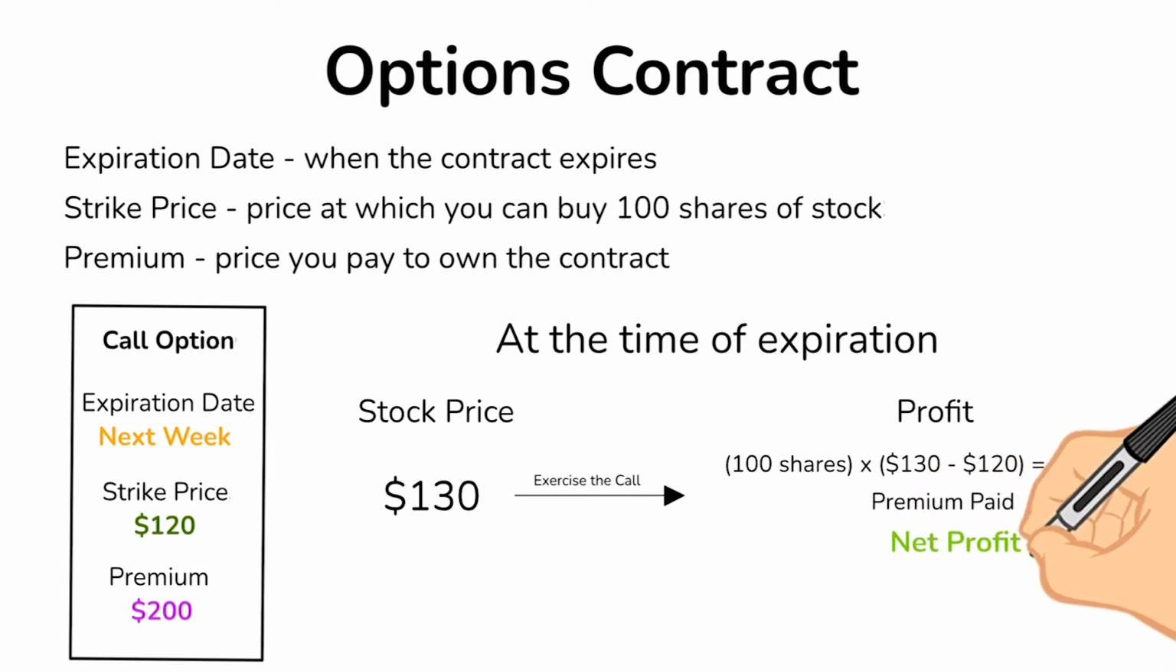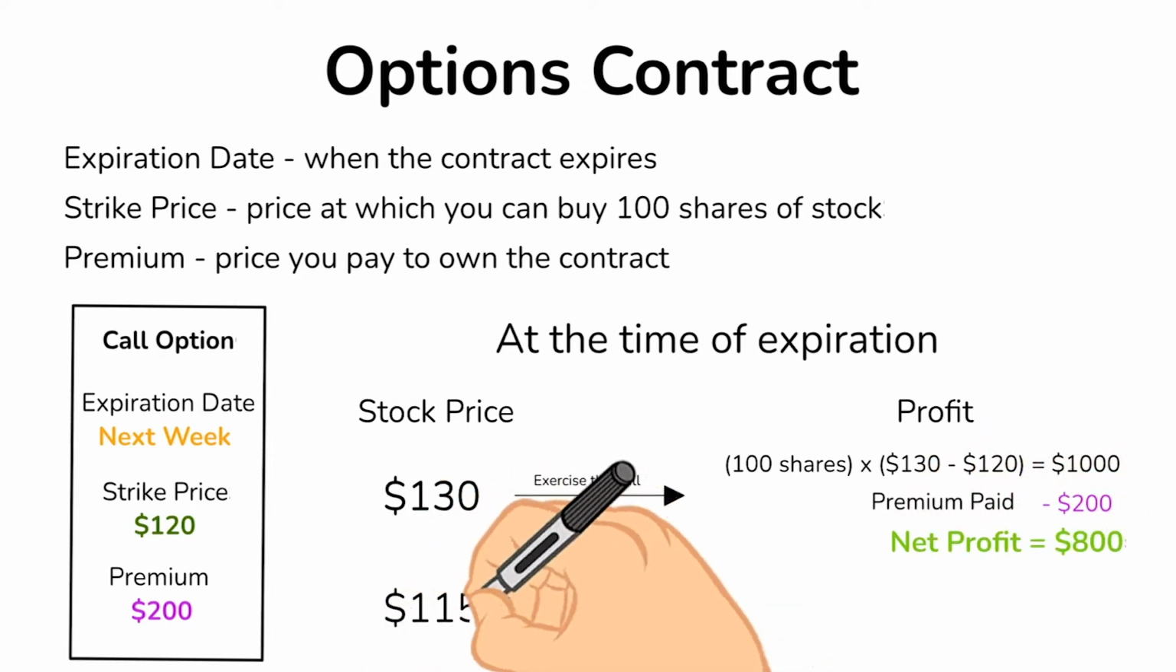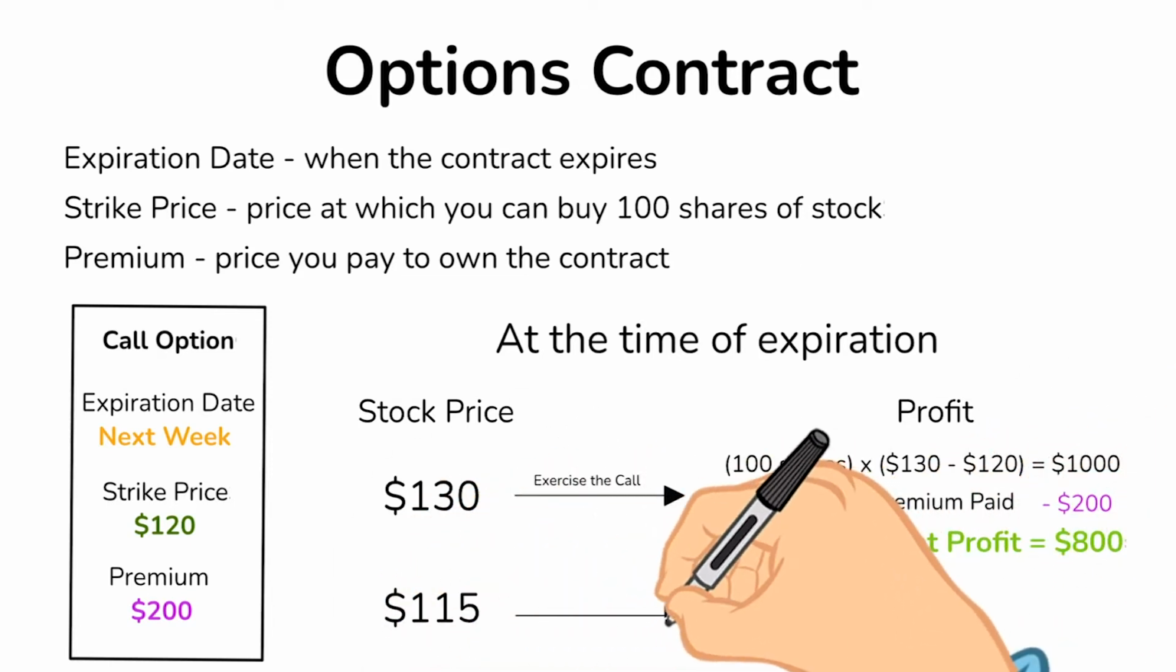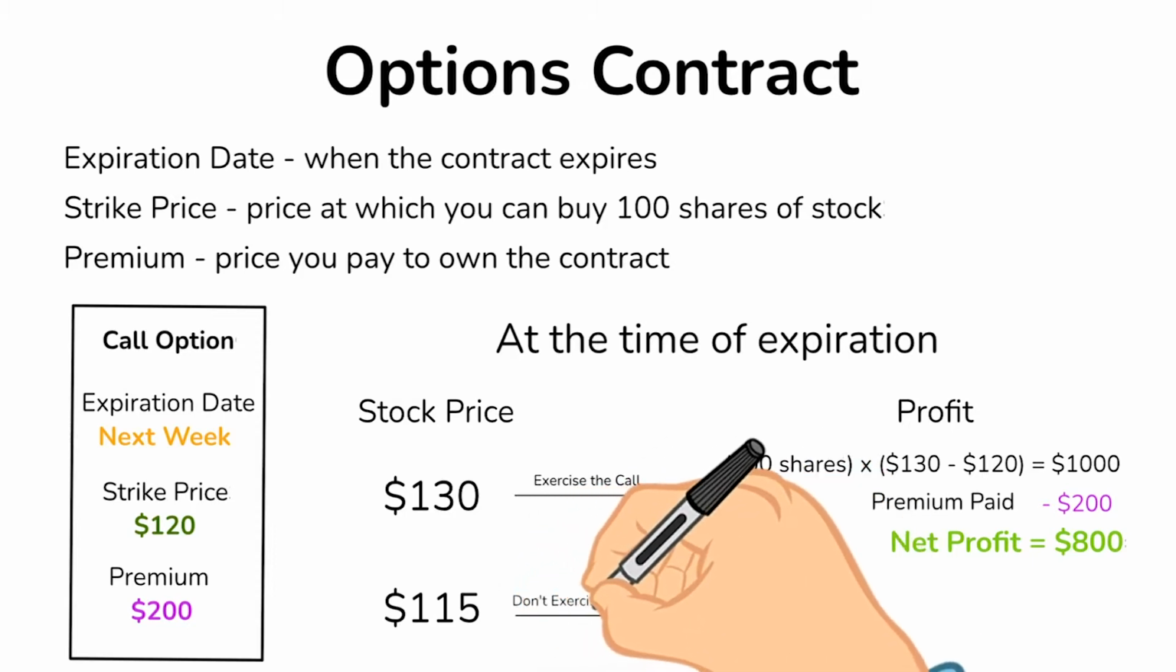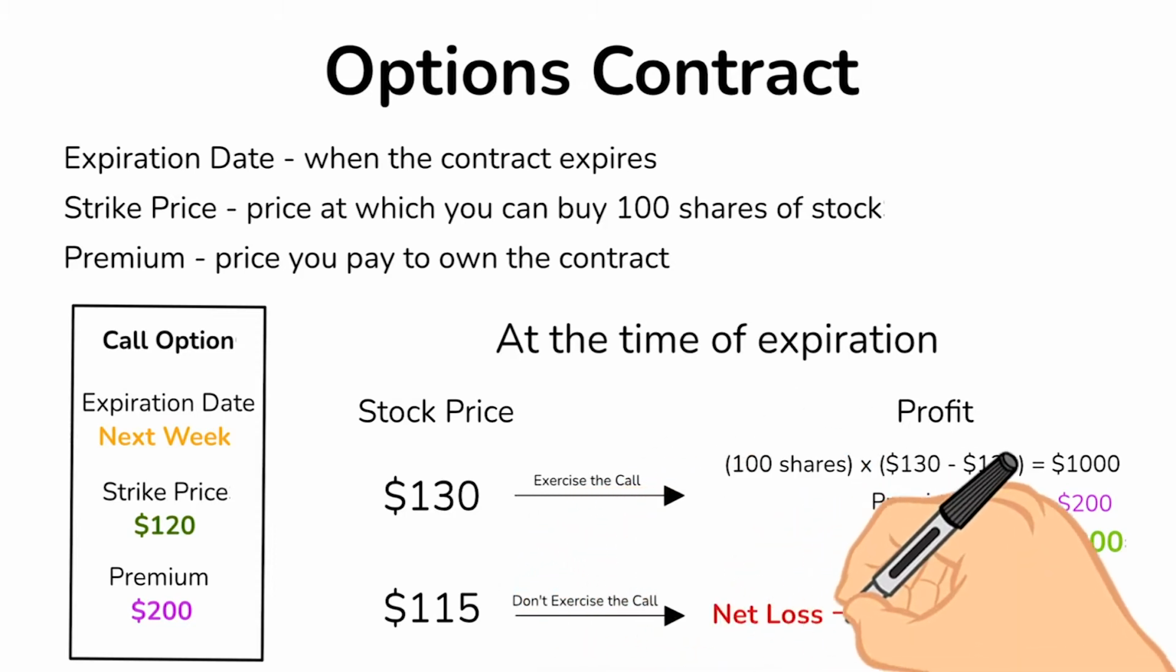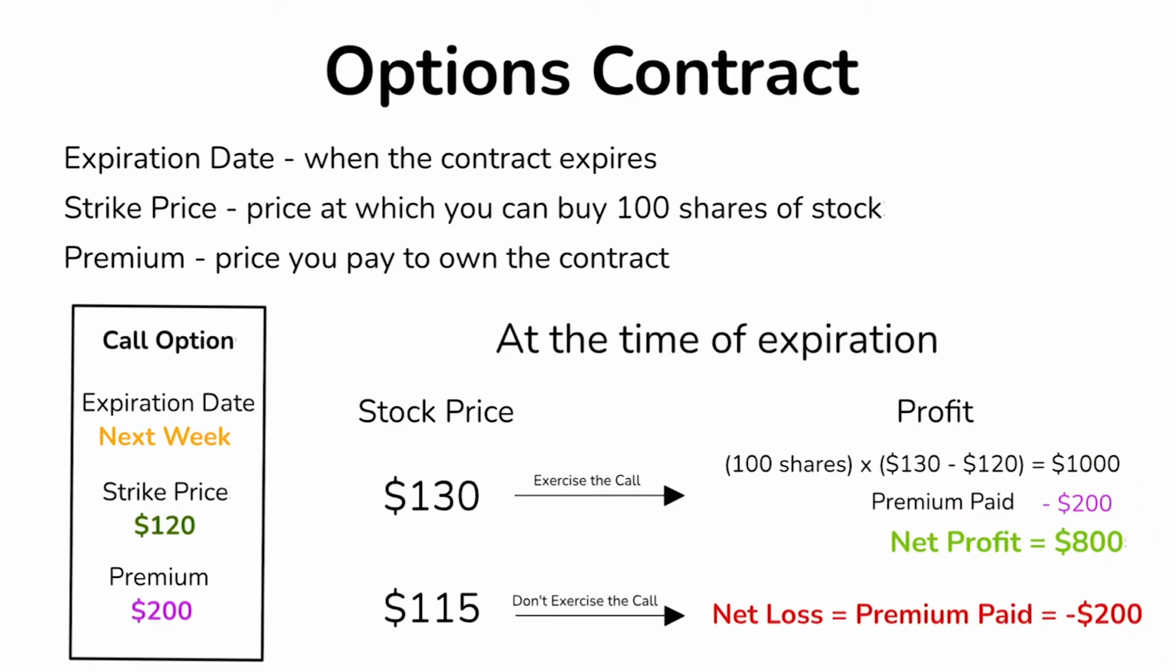But let's say that XYZ closes at 115. Well, then you don't have to exercise your option. If you don't exercise your option, you don't have to buy the 100 shares. So all you would lose is the $200 of premium that you paid.